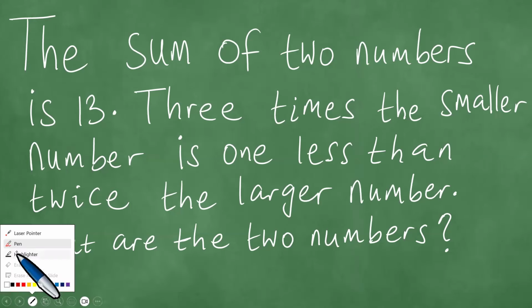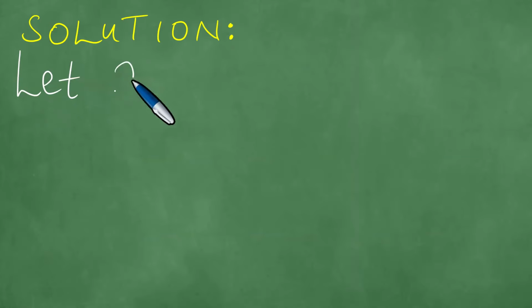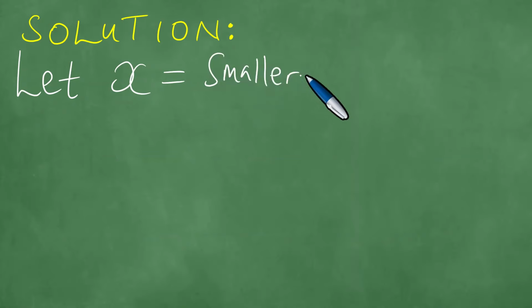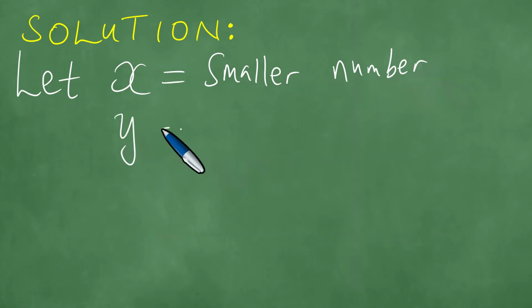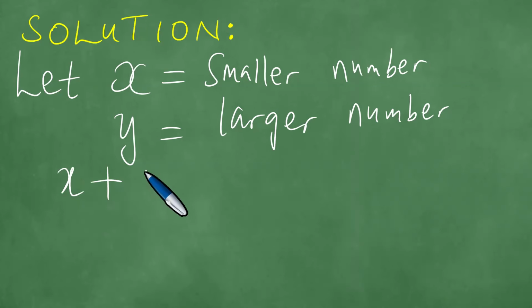Right, we proceed to solve this word problem here and we present a solution. In presenting the solution, we begin as follows and we say let X be equal to the smaller number. Simultaneously, Y becomes the larger number. Right. Like so. And so we're able to see that the sum of these two numbers here is 13, and this gives us one equation.